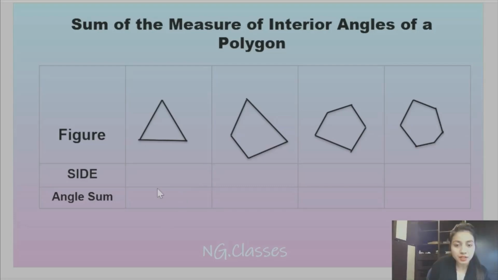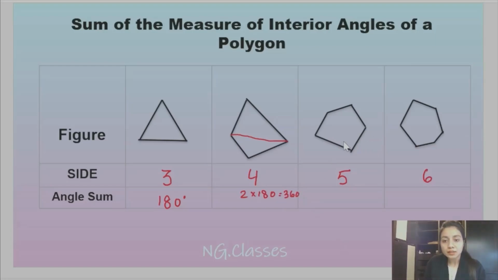So the first figure is representing a triangle containing 3 sides. The second one is a quadrilateral containing 4 sides. The third one is a pentagon having 5 sides. After that, I have drawn a hexagon having 6 sides. Now, the angle sum property for a triangle, we know, will be 180 degrees, the sum of all the interior angles. For a quadrilateral, we just discussed, since we can divide it into 2 triangles, that's why 2 into 180, that is 360.